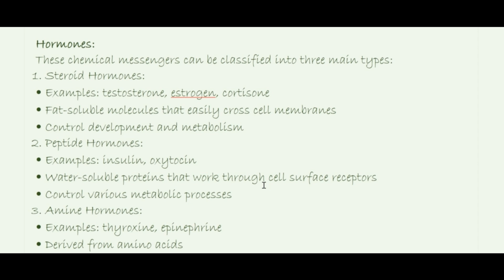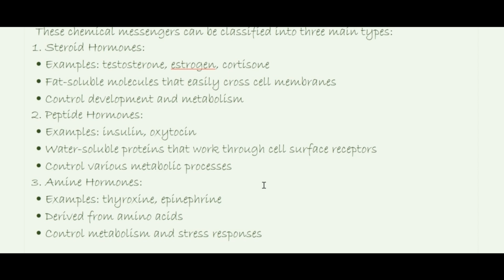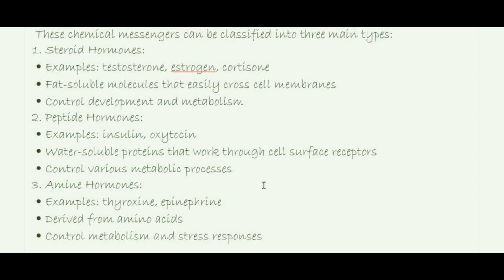The second one is peptide hormones. Examples are insulin and oxytocin. Water-soluble proteins that work through the cell surface receptors. They control various metabolic processes. The third type is amine hormones. Examples are tyrosine and epinephrine. They are derived from amino acids, as the name indicates. They control metabolism and stress responses. Okay, just the classification and which is soluble in water.